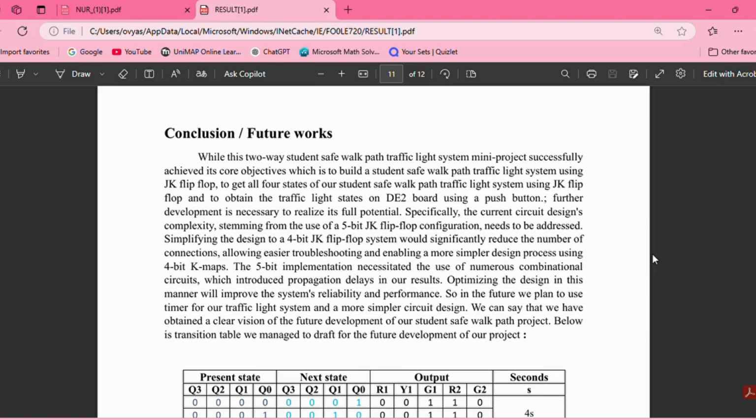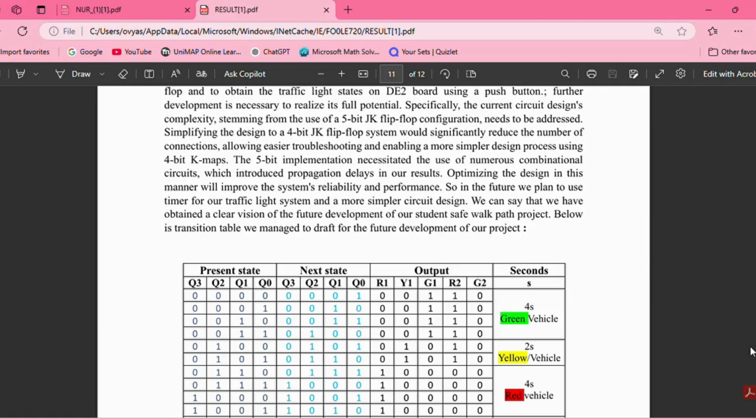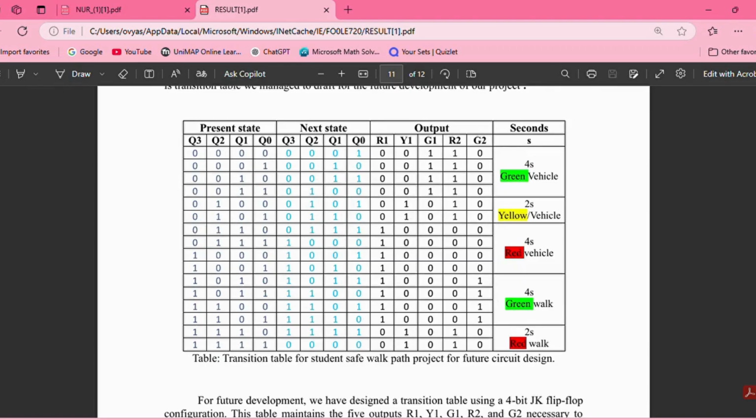So in the future, we plan to use a timer for our traffic light system and a simpler circuit design. We can obtain a clear vision of the future development of our student safe walk path, and below is the transition table that we managed to draft for the future development of our project. This is the transition table for our future circuit design.